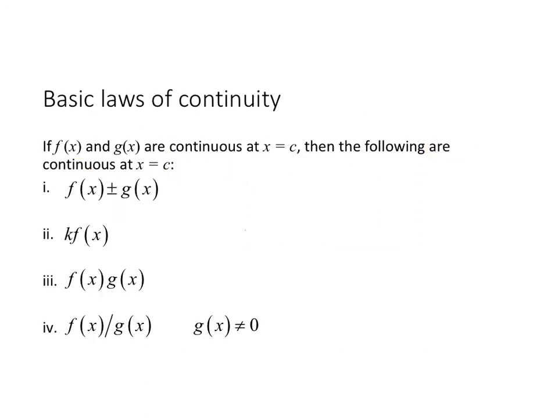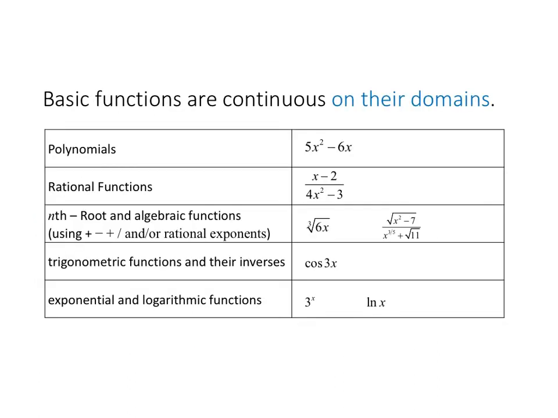So continuous functions behave just like you'd expect them to behave. If you add two continuous functions together, you'll get a continuous function. If you multiply a continuous function by some value k, you can multiply, and you can even divide continuous functions, and the answer is still continuous. Of course, you can't divide by 0. And most of the functions I'll be working with in this course are going to be continuous.